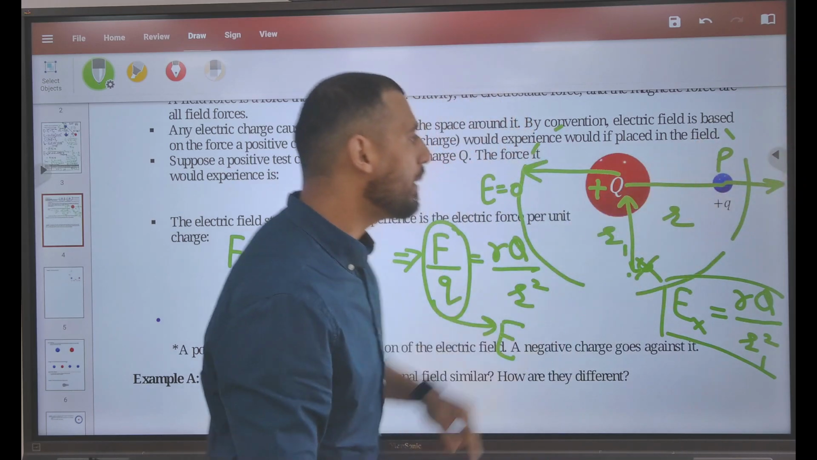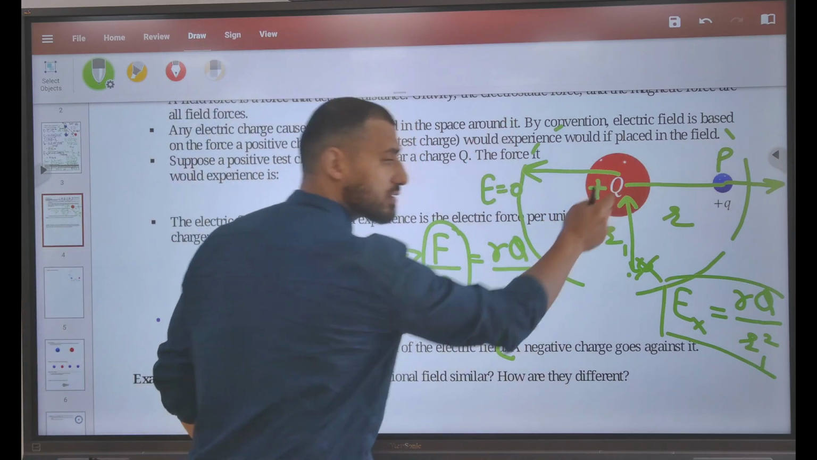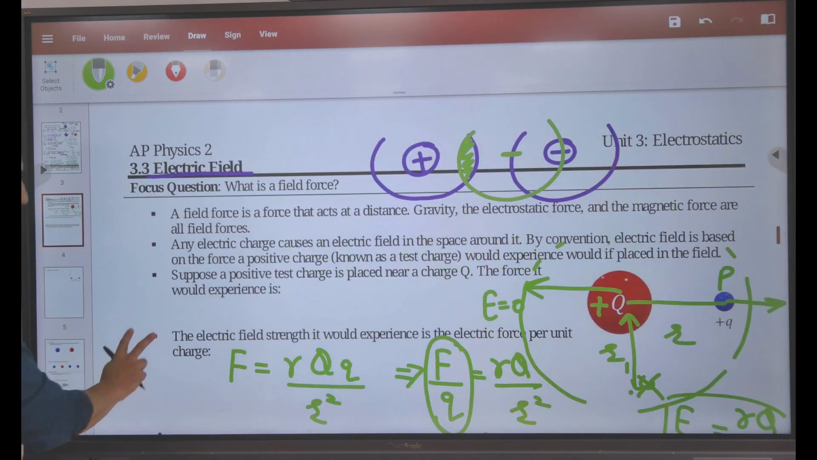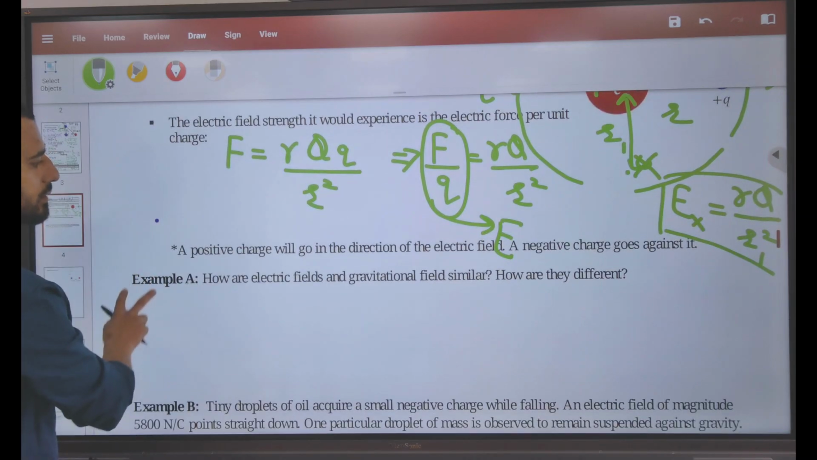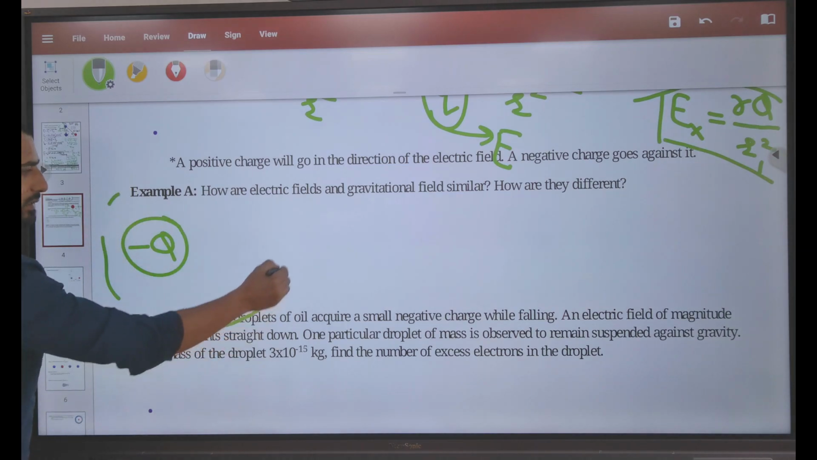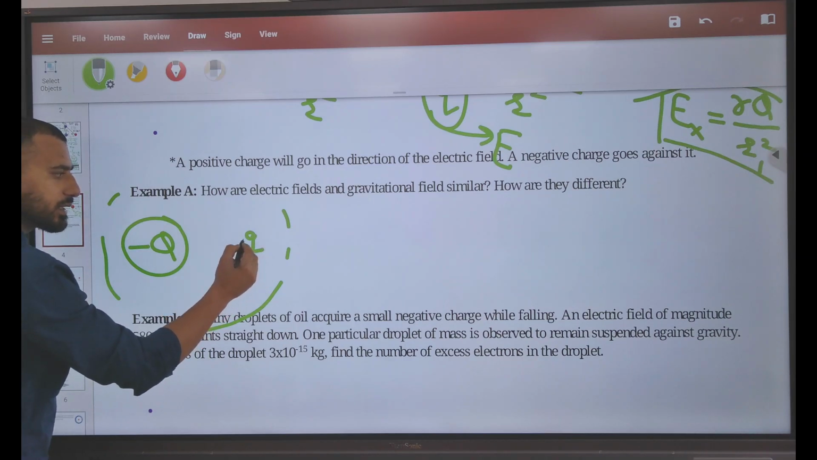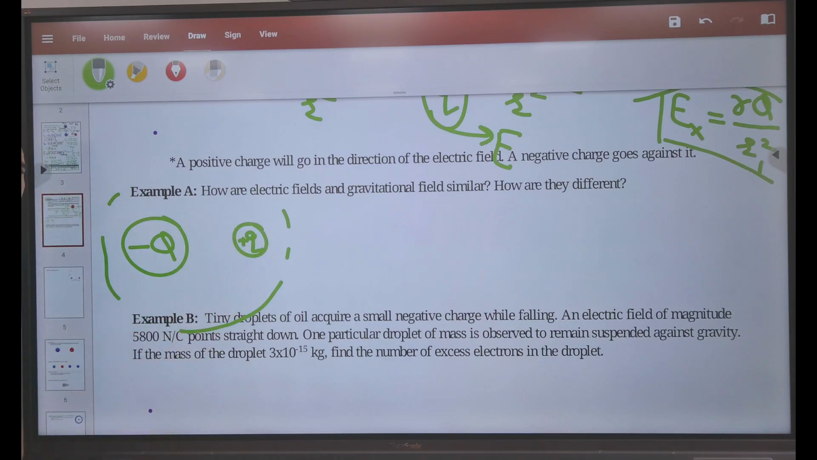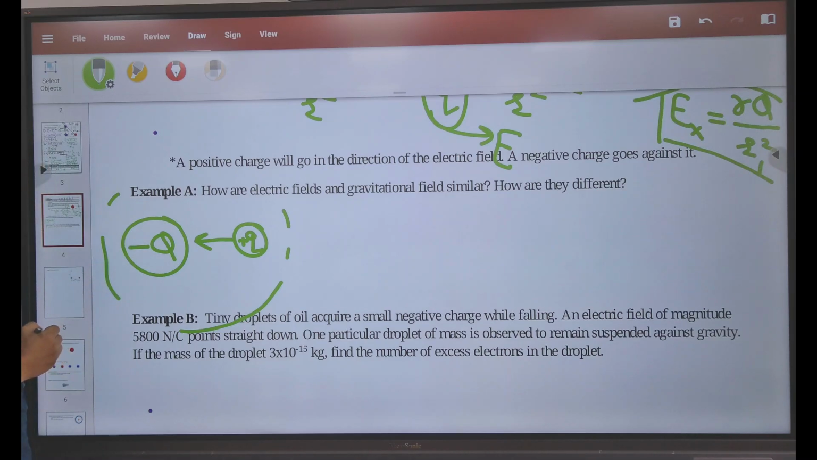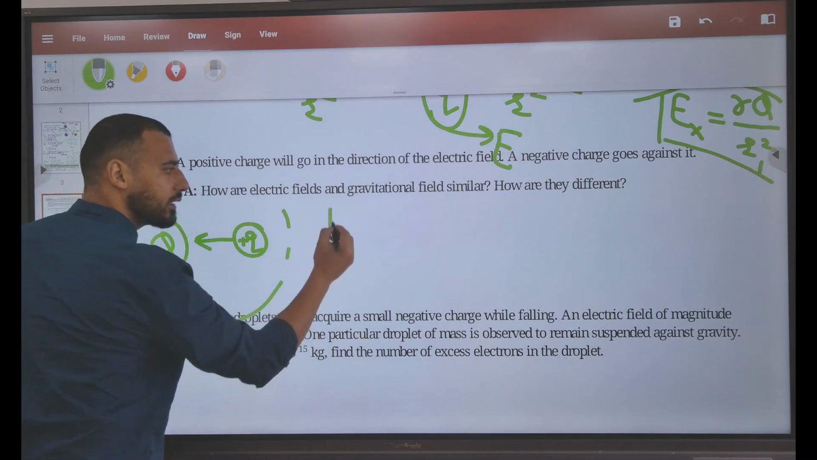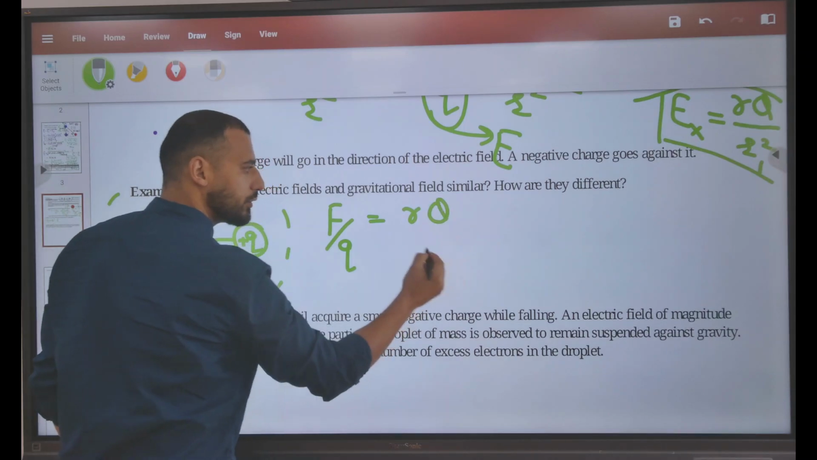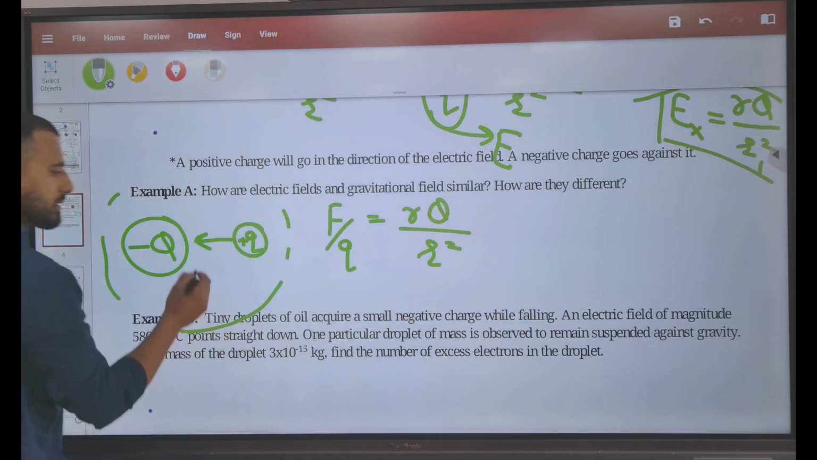But for example, this charge here was negative. It has a modified space, and I bring another charge, plus q, here. What will happen to this plus q? It will be attracted, right? So attraction will be something like this. If I calculate the force per unit of charge, that would be gamma capital Q upon R square. Say the distance here is R.